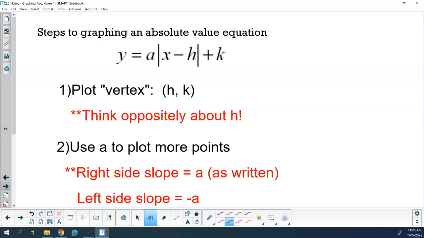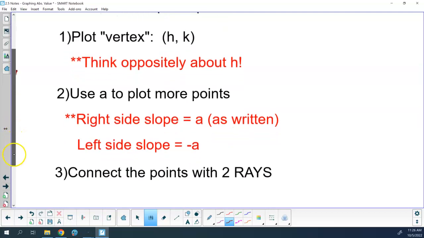Okay? So you have everything that you need. No need to go plot points at all because you've already got everything that you need. And then again, you connect the points with two rays. Not an X, it's a V.